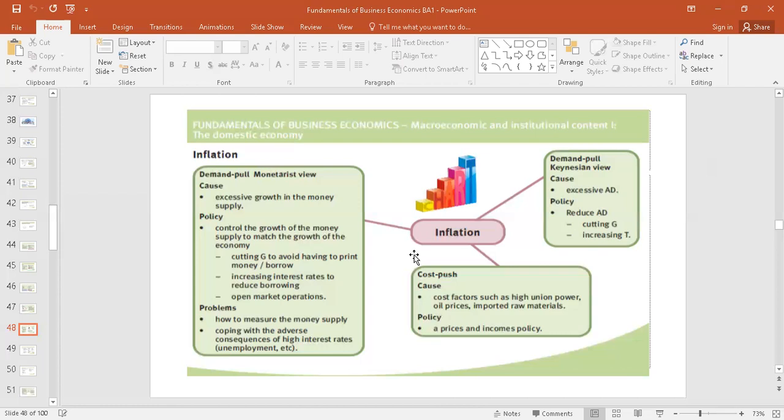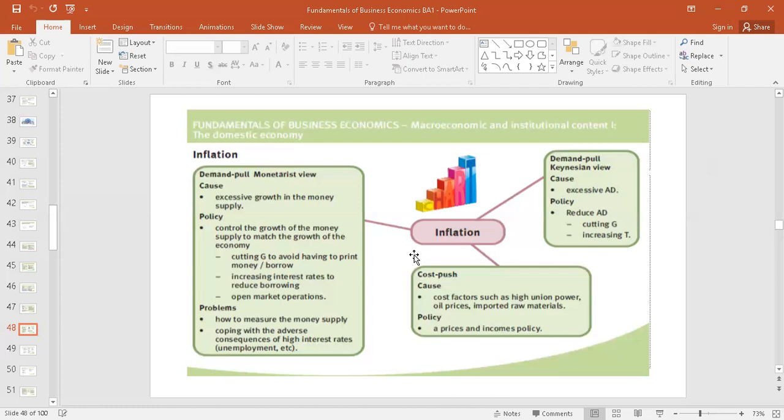So the policy is to reduce aggregate demand, cutting down on government expenditure and increasing taxation. Then cost push. See, there's another view about cost push. Causes are cost factors such as high union power, oil prices, imported raw materials; when they rise, that can result in inflation. We see that once the oil price rises, other factors also rise. Imported raw material cost increases, the cost of production increases, the sale price increases, the prices rise. So certain cost factors, when they increase, can result in inflation happening.